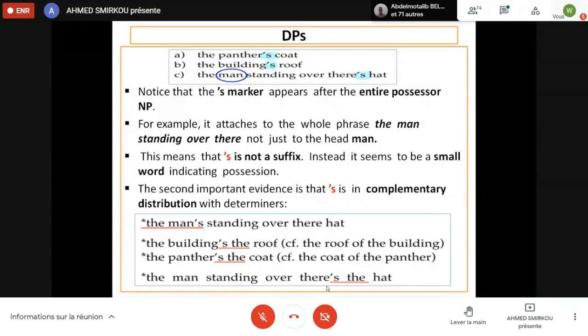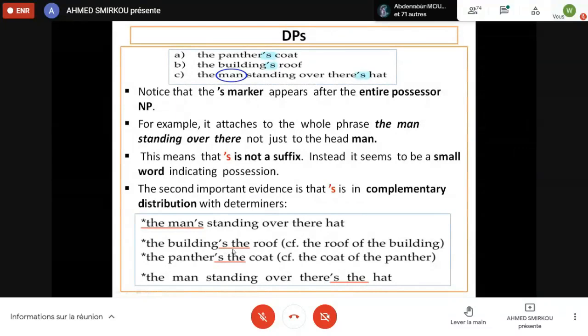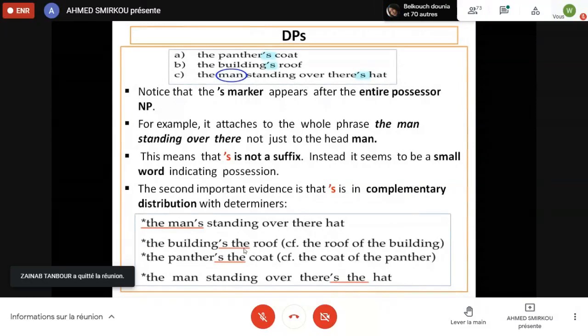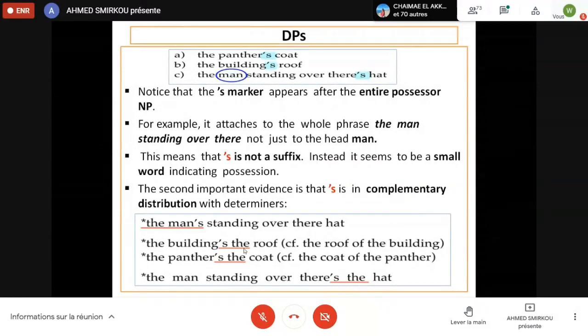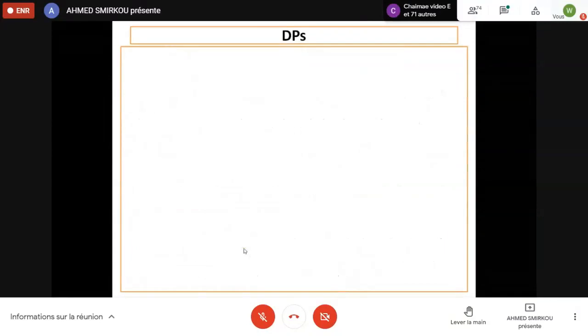So these examples show that you can never find the possessive S close to the determiner. Since they occur in complementary distribution, you can never find them together, which means that they are instances of the same thing, which means that the possessive S is a determiner as well. So all this explanation is just to prove that the possessive S is a determiner. Now we move to any question. So it's the first step.